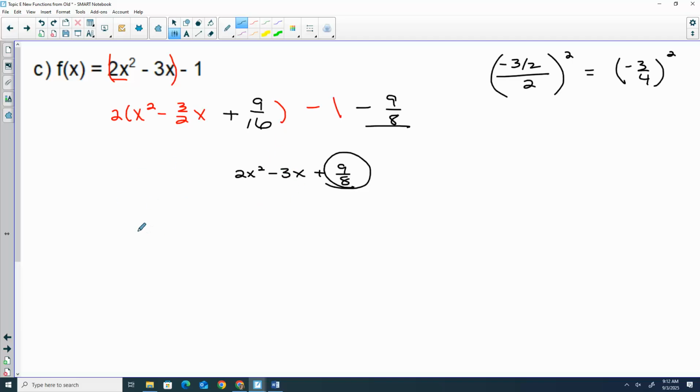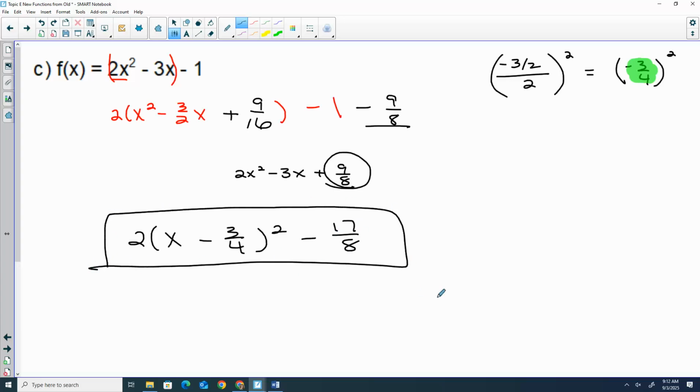So now we can factor. My parenthesis, remember I told you you could always just look at the number before you squared it. It was a negative 3/4, so it's x minus 3/4 squared. Negative 1, that's like 8 over 8. So negative 8 over 8 minus 9 over 8 would be negative 17 over 8.